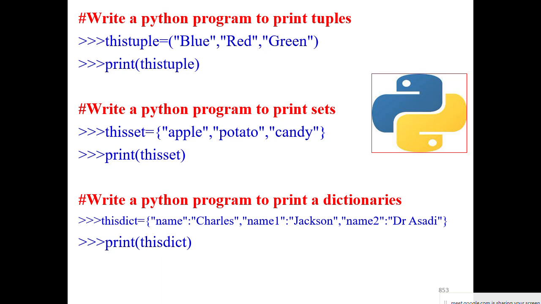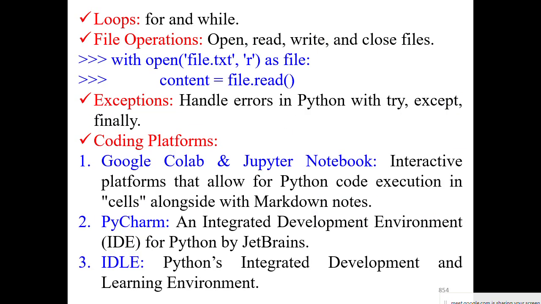Write a Python program to print sets. This set: curly brace begin, apple, potato, candy. Print this set. Write a Python program to print dictionaries. This dictionary equals curly brace begin, name colon Charles, name 1 Jackson, name 2 Dr. Asadi. Print this dictionary, it will print Charles, Jackson, Dr. Asadi.